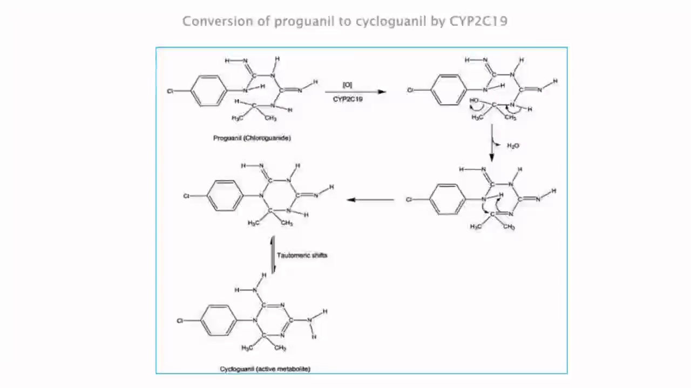Proguanil itself is not showing the activity. It can only be effective when that oxidation or biotransformation happens and the proguanil converts to cycloguanil, and then cycloguanil is the active compound.